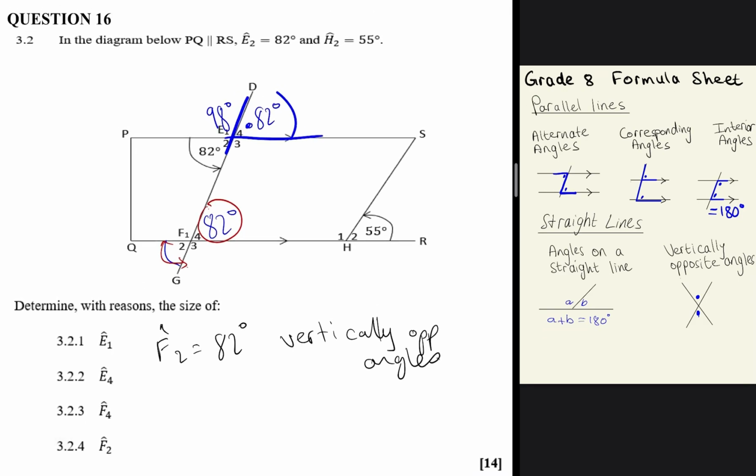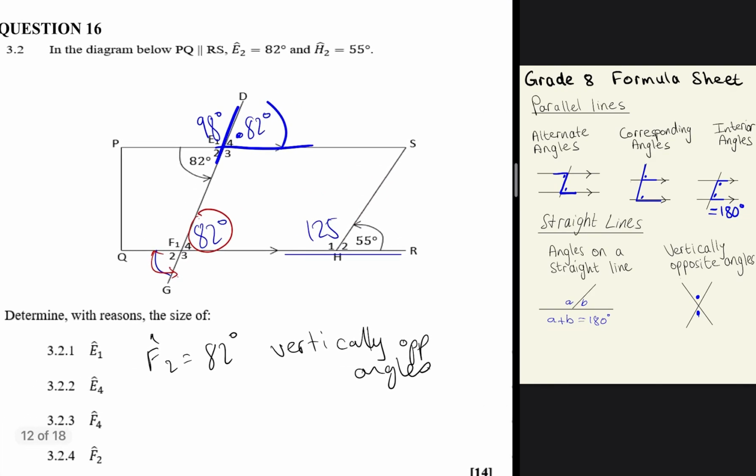They didn't ask, let me just go further, they didn't ask H1. If they would have asked H1, again, H1 lies on this line over here. So this 55 plus this angle over here will equal 180. So H1 will be 180 minus 55, and that will give you 125. And if you look at it back, the 125 degrees plus the 55 degrees equal 180.